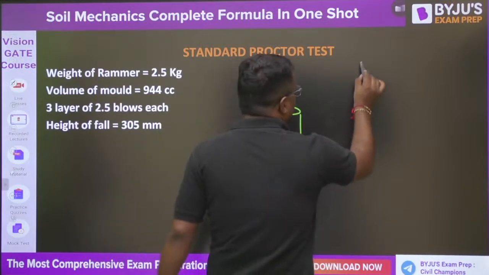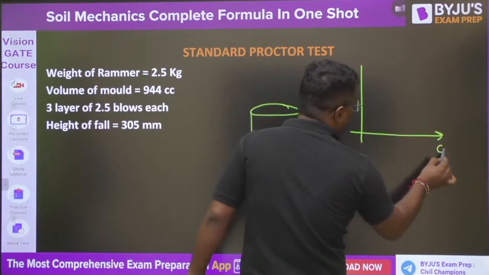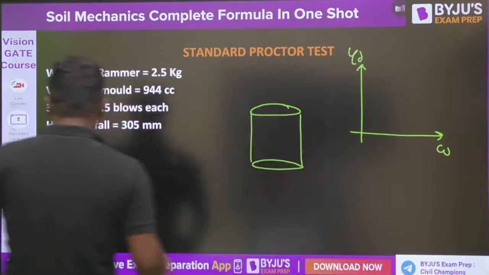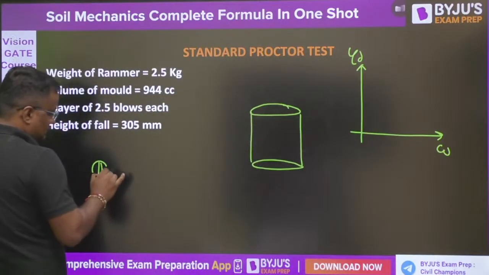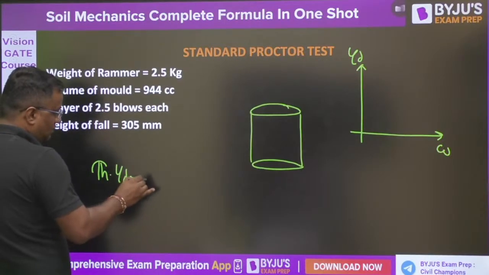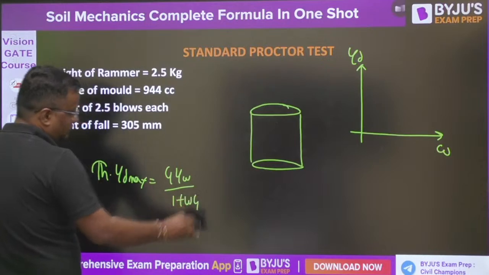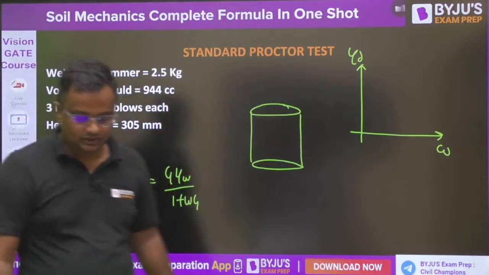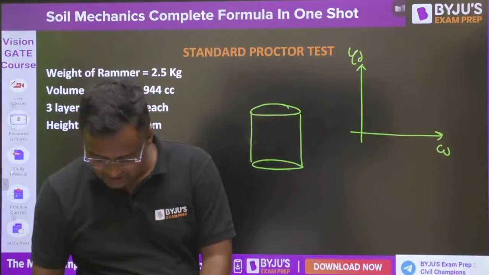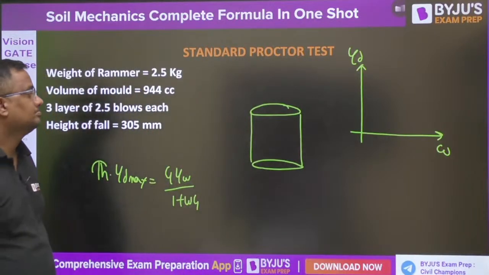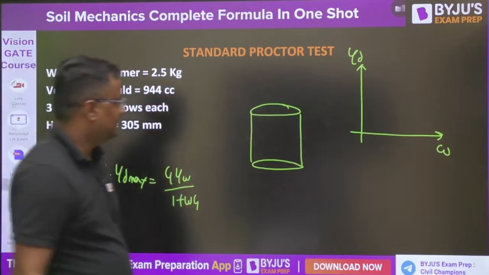Okay, and we are plotting a graph here also: water content and gamma d. Gamma d max, theoretically, the zero air voids line, is found from G gamma w upon 1 plus wG. Of course, not going into the derivation. G gamma w upon 1 plus wG, the zero air voids line.